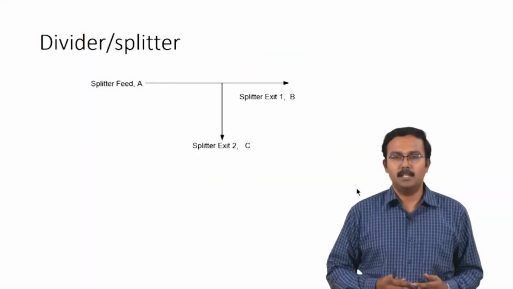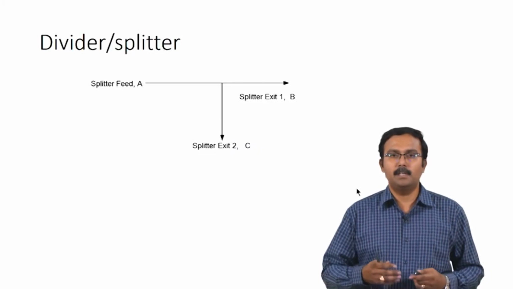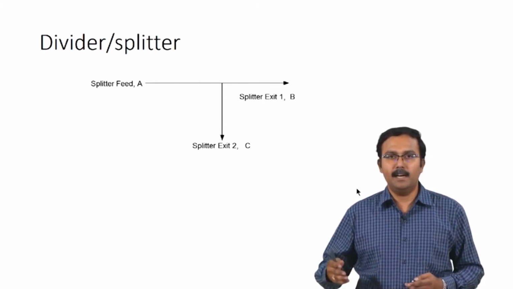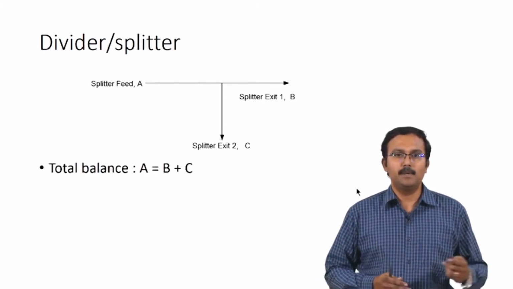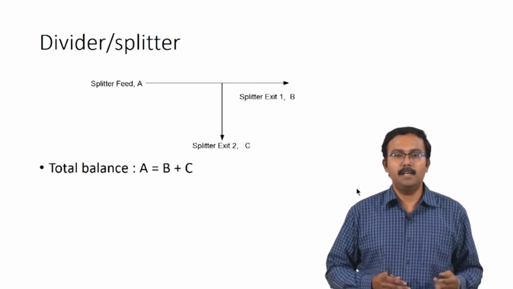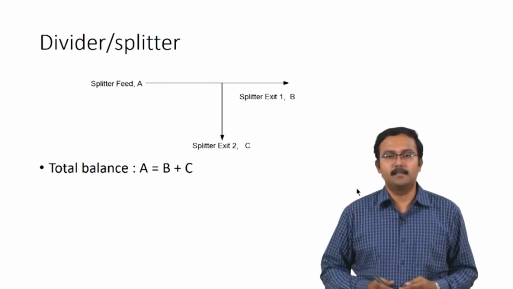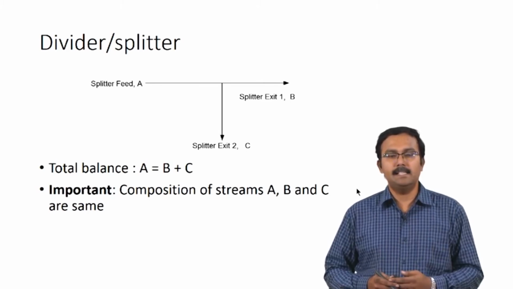The first and the simplest system is a divider or a splitter. The flow chart shows what a divider or a splitter would be. You have one splitter feed which is then divided into multiple splits. You can write a total mass balance which is A, which is the splitter feed, equals B plus C, which are the splitter exits. You need to understand that the composition of streams A, B and C are the same.